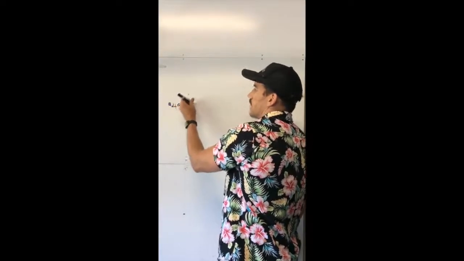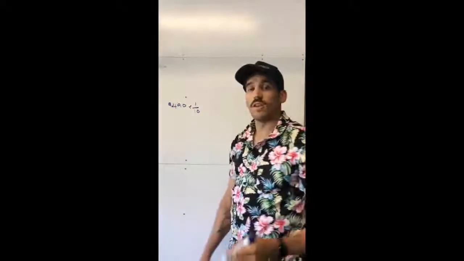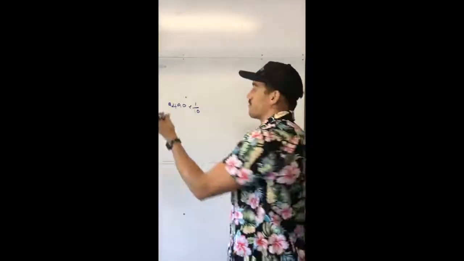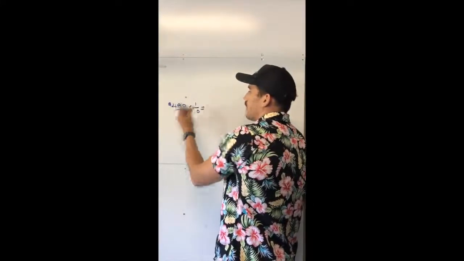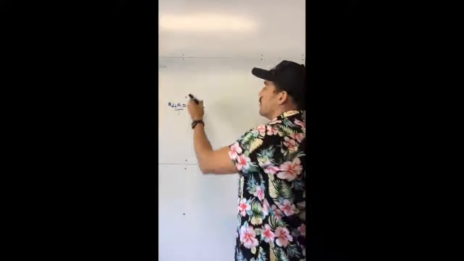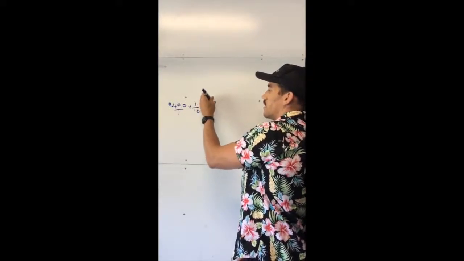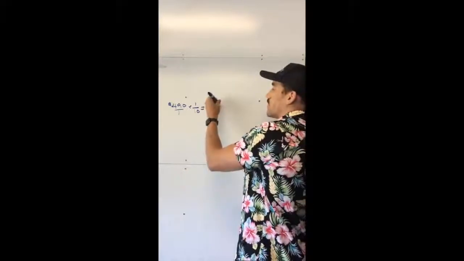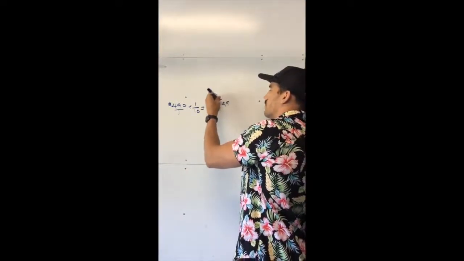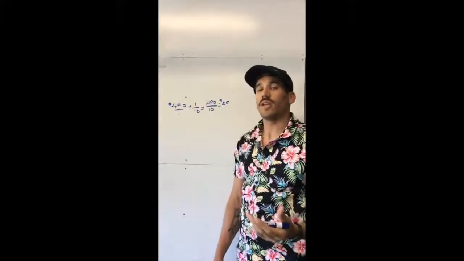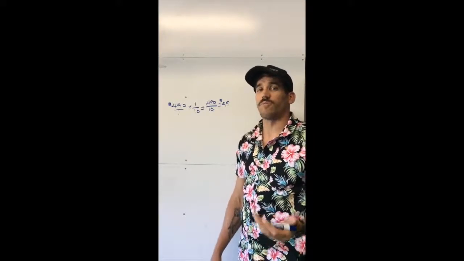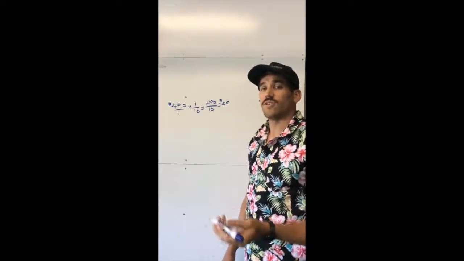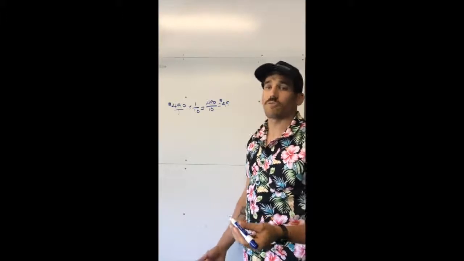$490 times 1/10. Before I can do that, they need to be in fraction form. This gives me a new value of 490 over 10. That's going to simplify to $49. So that's the amount of money that they're going to discount from the original price. So to figure out our new cost, we're going to have to subtract the two.